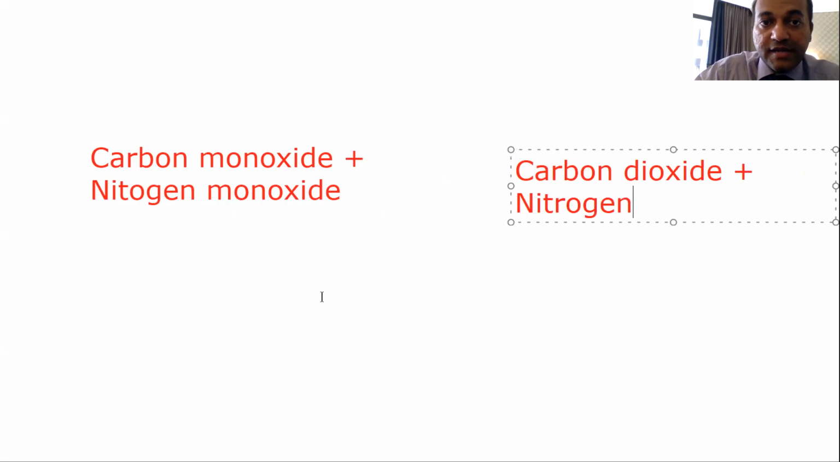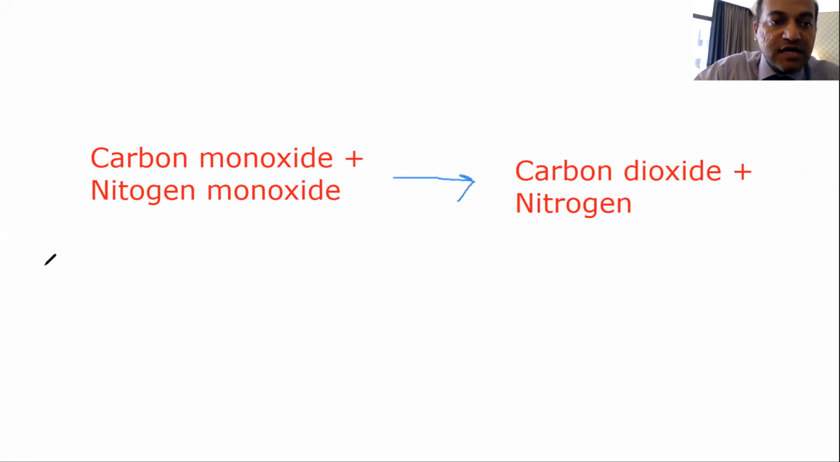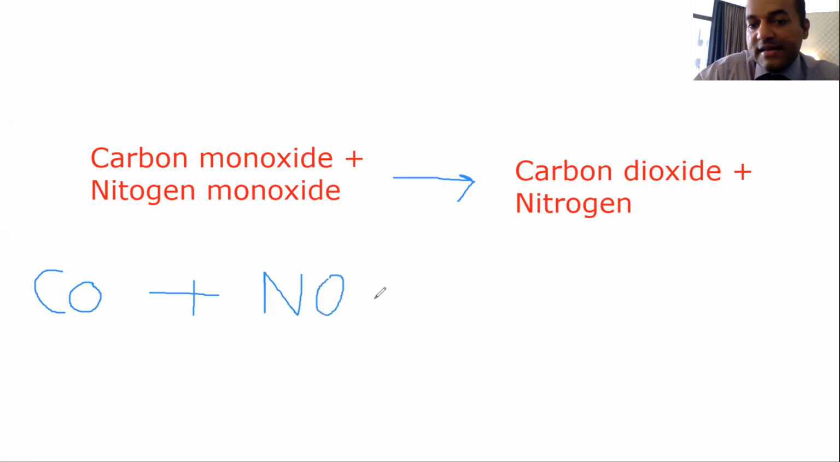Okay, so same, I want to teach you how to write this equation. So this is an arrow. So guys, you write first carbon monoxide here plus nitrogen monoxide, and then you're going to have an arrow. I'm going to put carbon dioxide here and nitrogen.